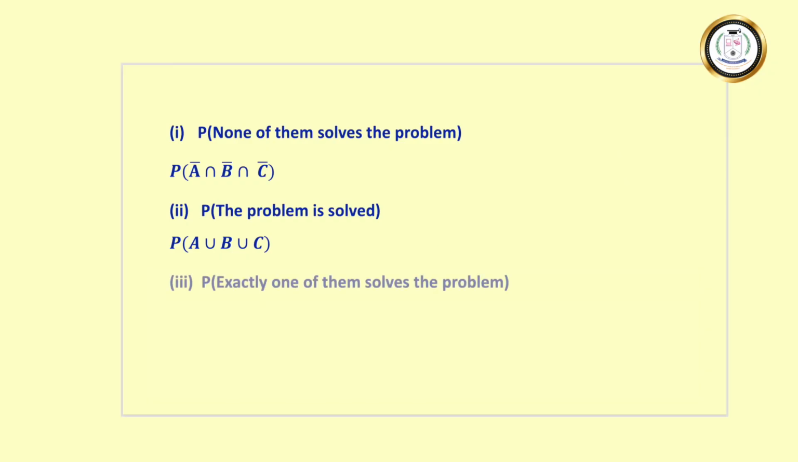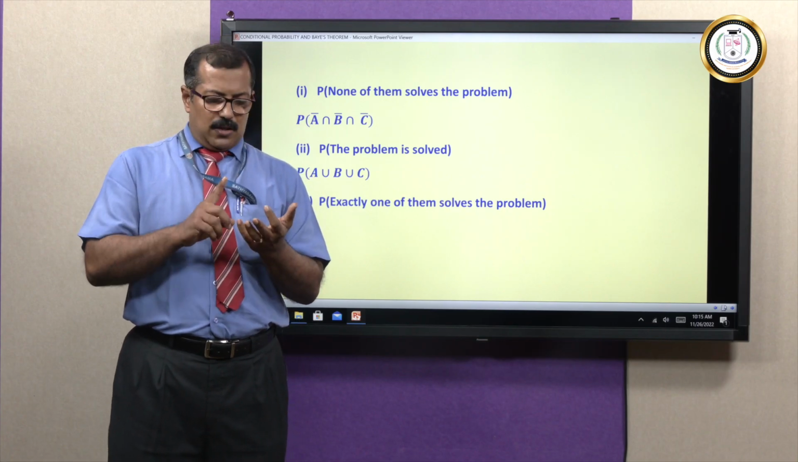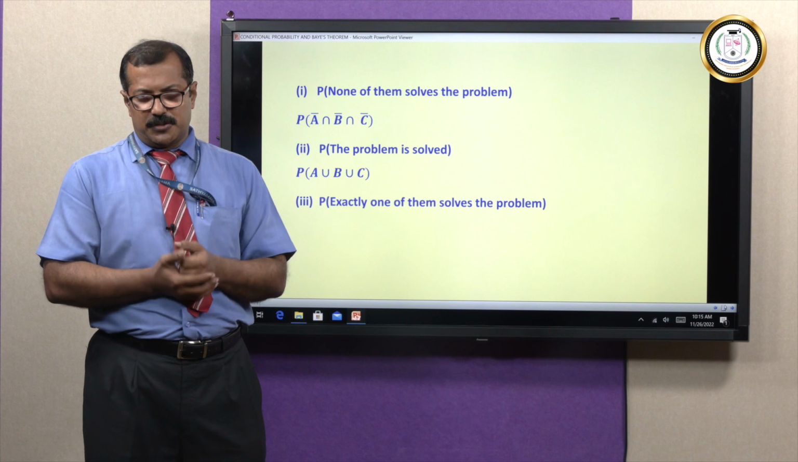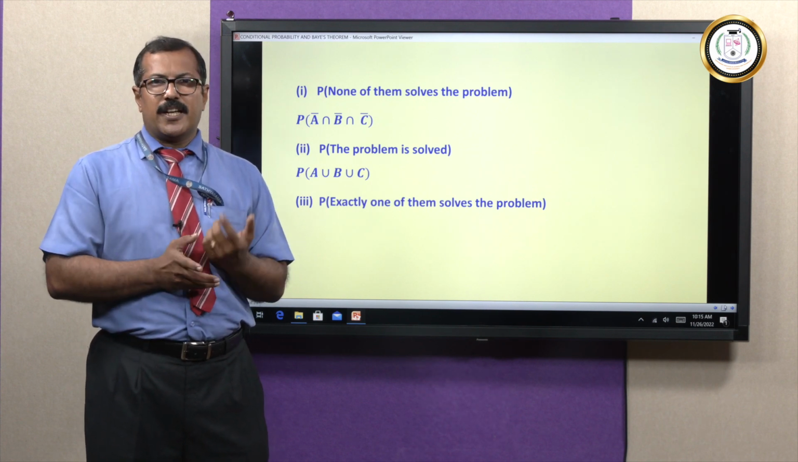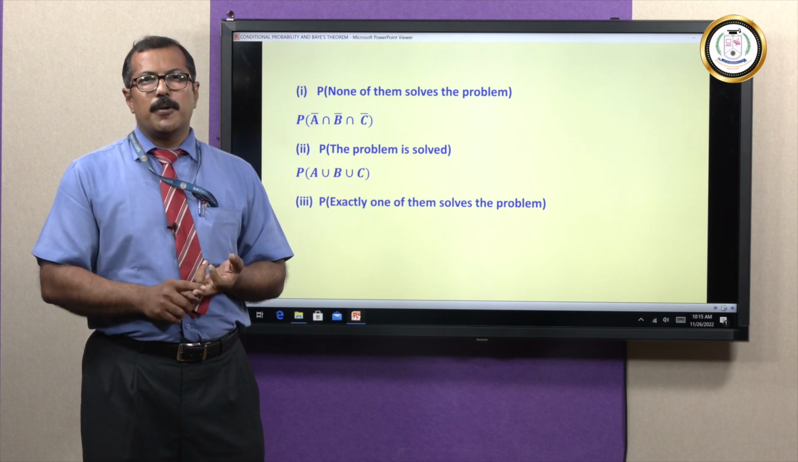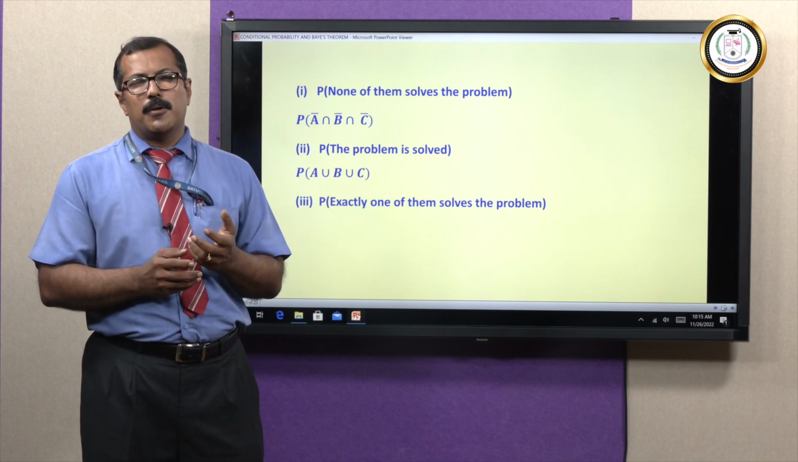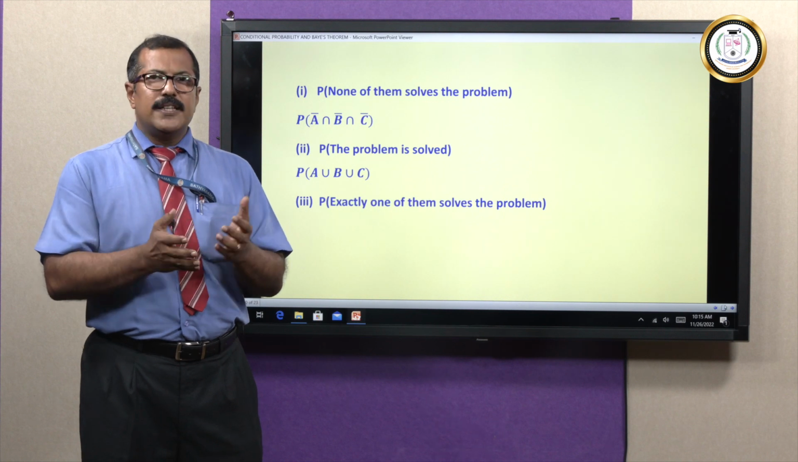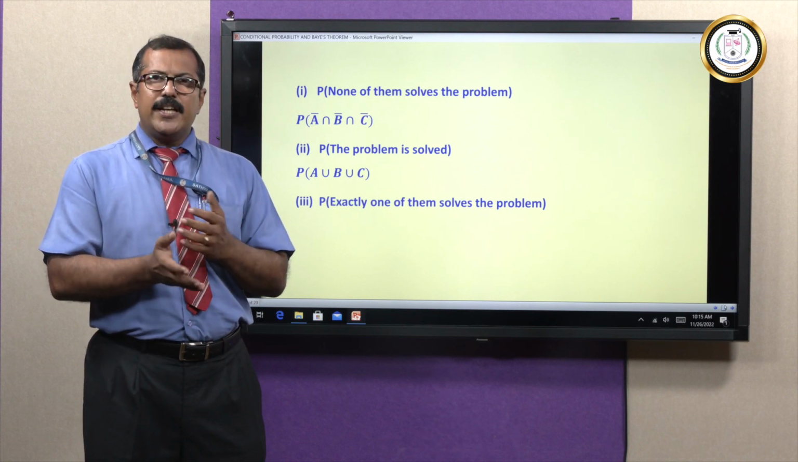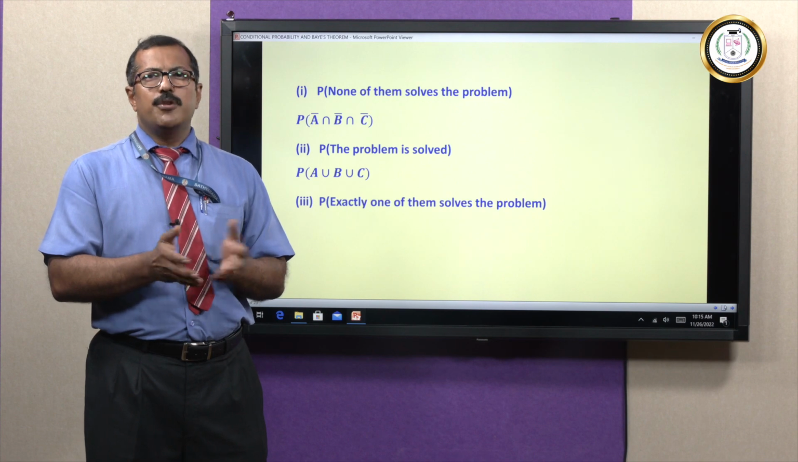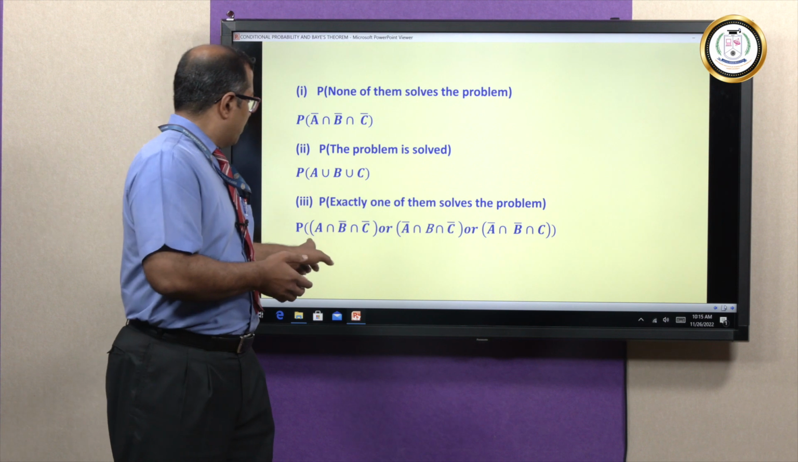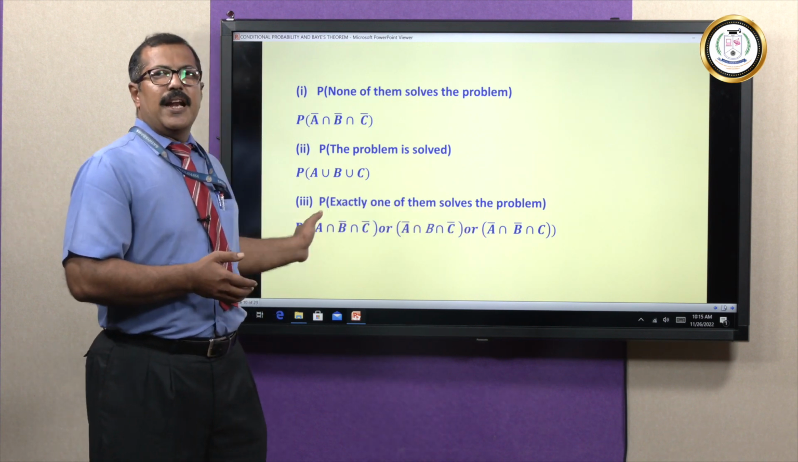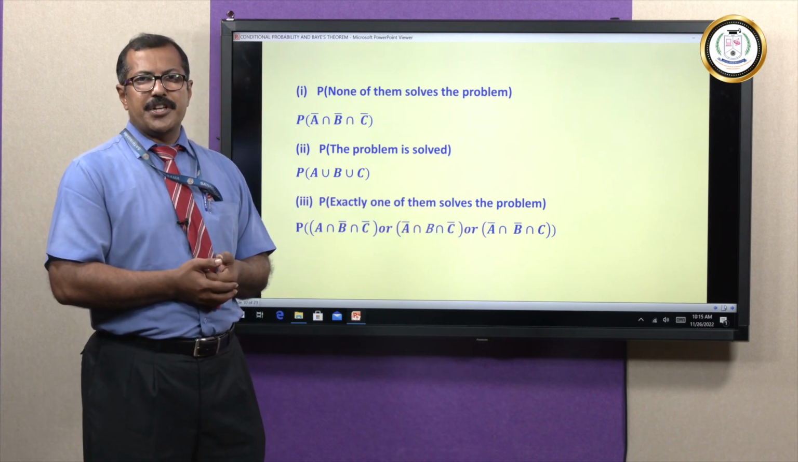Then the last one: exactly one of them solves the problem. A solves the problem, B and C not solving the problem, is the first possibility. B solves the problem, A and C not solving the problem, is the second possibility. C solves the problem, A and B not solving the problem, is the third possibility. Out of these three, any one can occur and all these are mutually exclusive. Since they are mutually exclusive, we can add the probabilities for calculation.